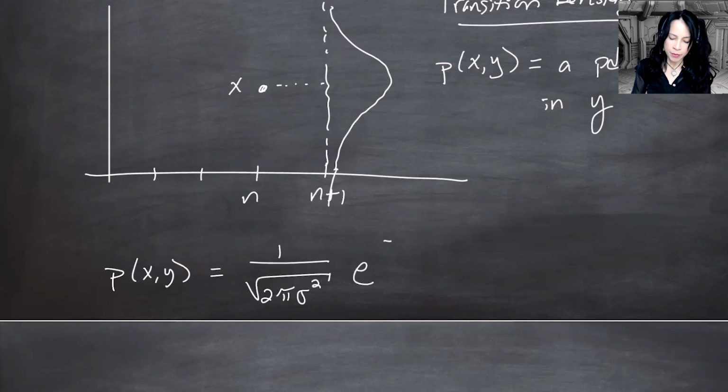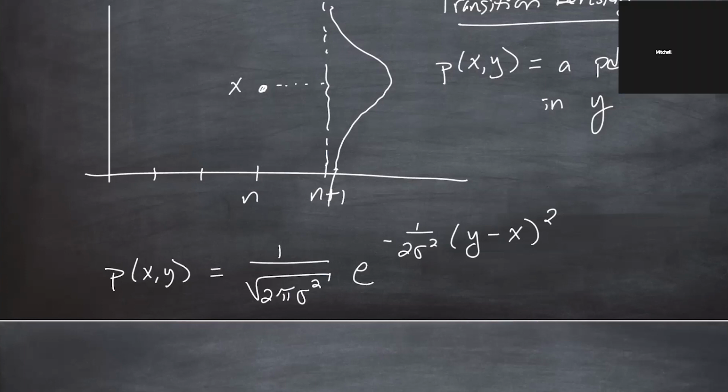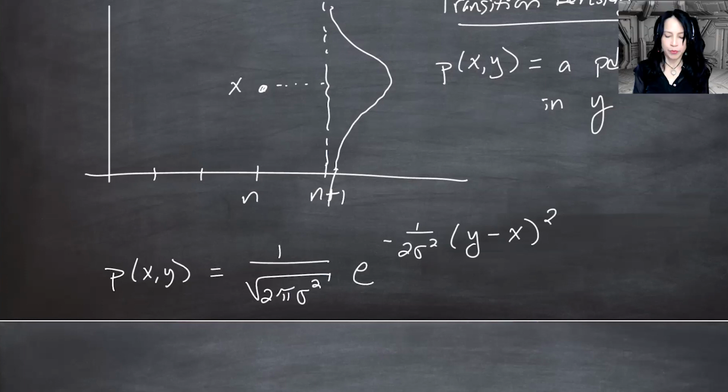And then e to the minus 1 over 2 sigma squared, y. So don't write this, but usually it looks like this, y minus mu squared. But I'm going to make the mean the given x. So that is the PDF for this curve right here, where sigma squared is just a parameter that controls how flattened or spiky it is, how spread out. It's a variance parameter. And don't be too concerned if you're not up on the normal distribution. It's just an example.